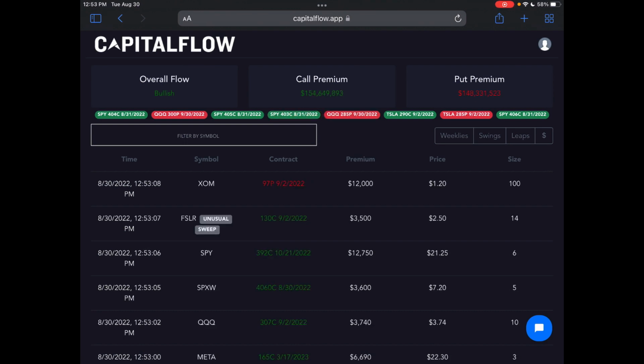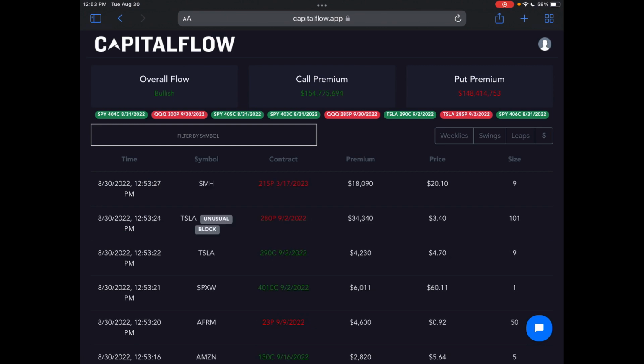All right, so now I'm going to actually get into the Capital Flow platform and go over all the features and information that you see on the screen. So if you look at the top left, right below where it says Capital Flow, there's a box that says Overall Flow. To the right of that, it has Call Premium. And next to that, it says Put Premium.